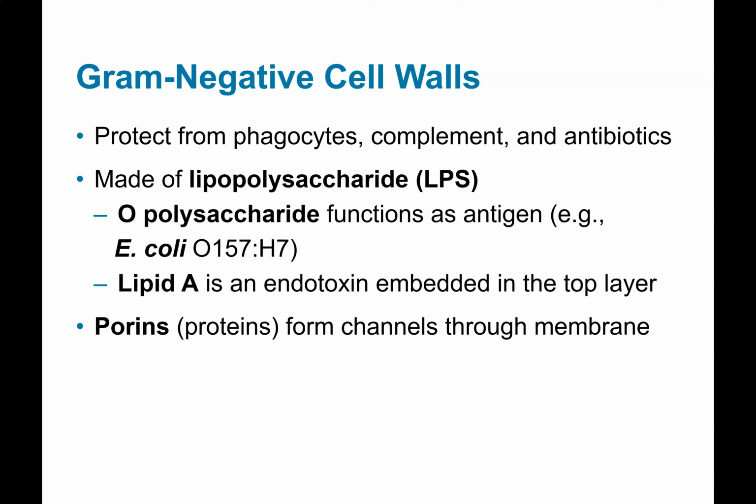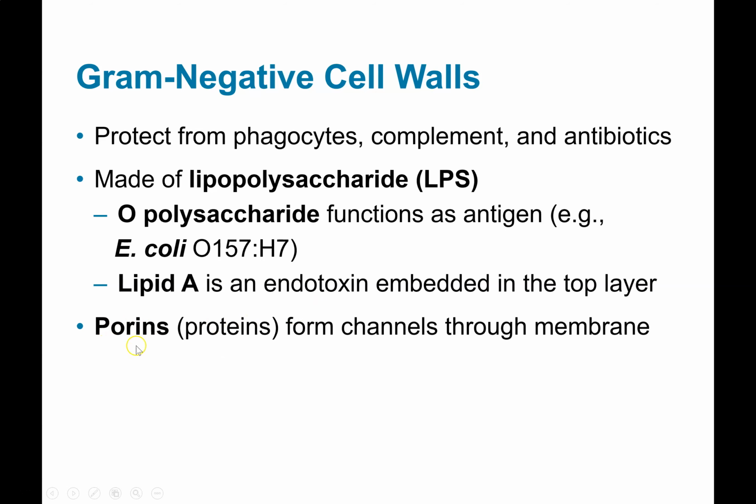A major structure in the outer membrane is lipopolysaccharide, which contains, as the name implies, lipids and some different saccharides, sugars, right? Polysaccharide. O-polysaccharide, here again, is that bad strain of E. coli that was in the spinach. And you can see the O here, the O157, is referring to a specific polysaccharide that is in that strain of E. coli. Lipid A is an endotoxin. We're going to look at that more in just a minute.